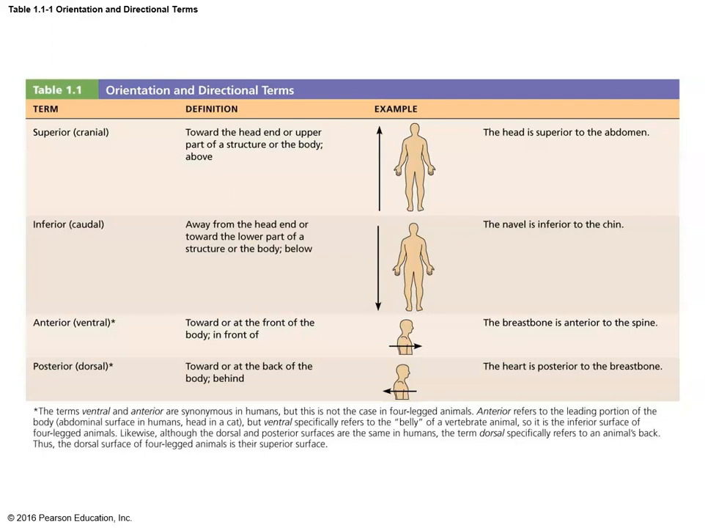So anterior means towards the front of the body. Posterior means towards the back of the body. In our example here, the breastbone, or the sternum, is anterior to the spine. It is more towards the front of the body than is the spine. We could turn that around and say the spine is posterior to the sternum. It's more towards the back. The heart is posterior to the breastbone, or the sternum, so it's behind, it's more to the back. That would mean the breastbone is anterior to the heart.